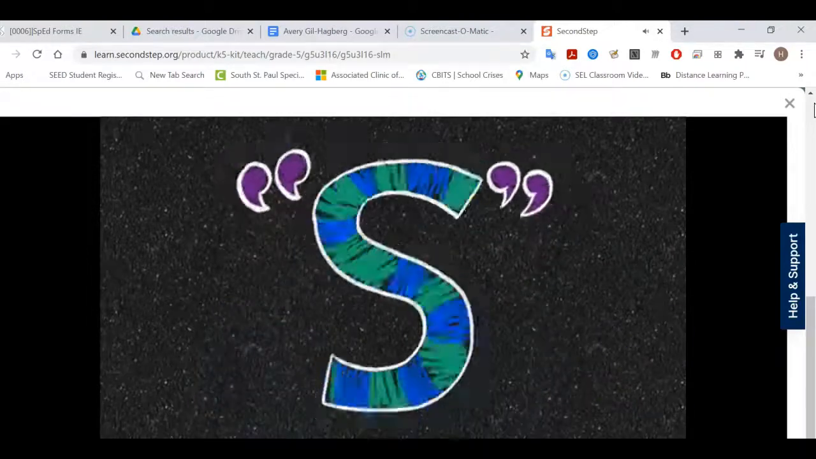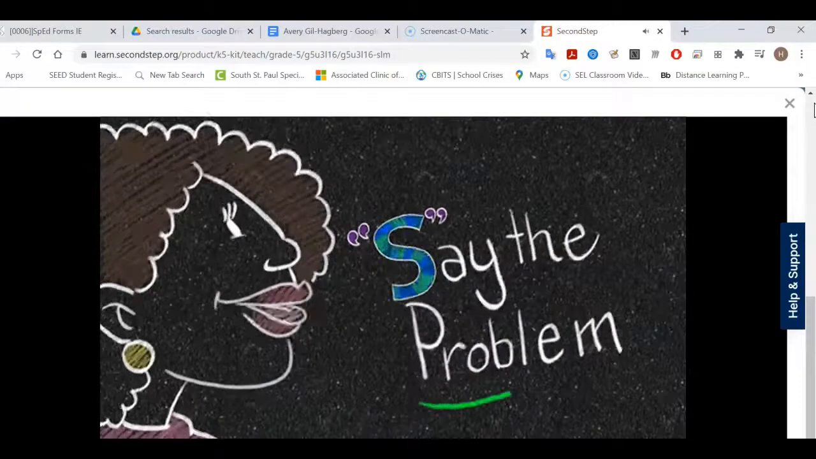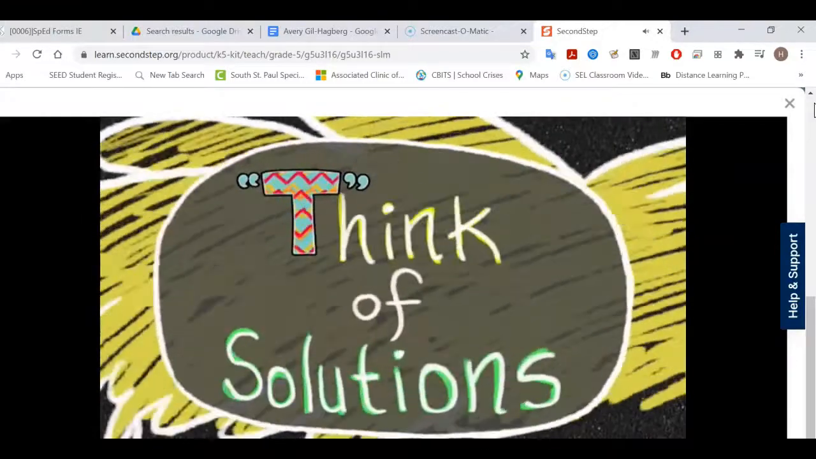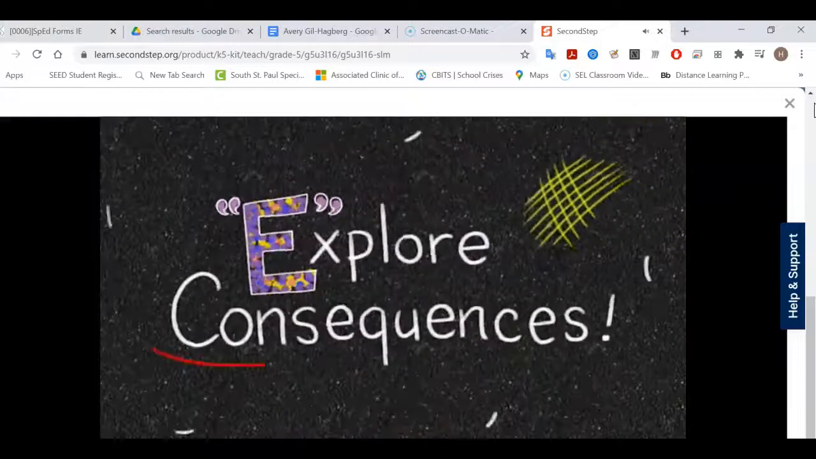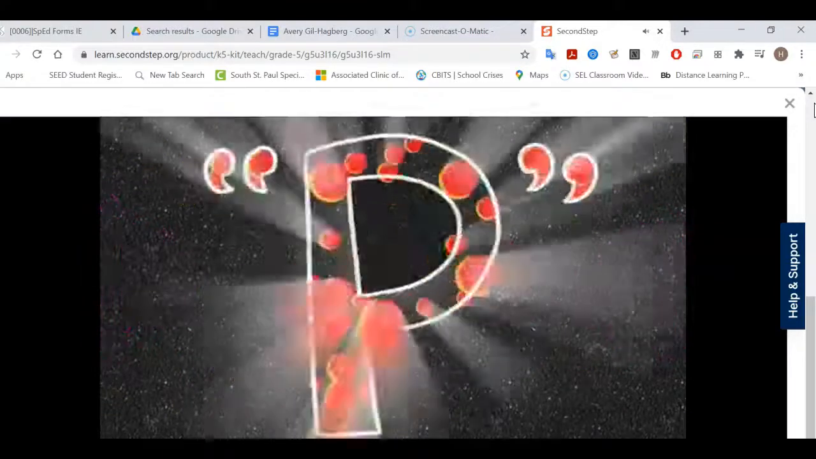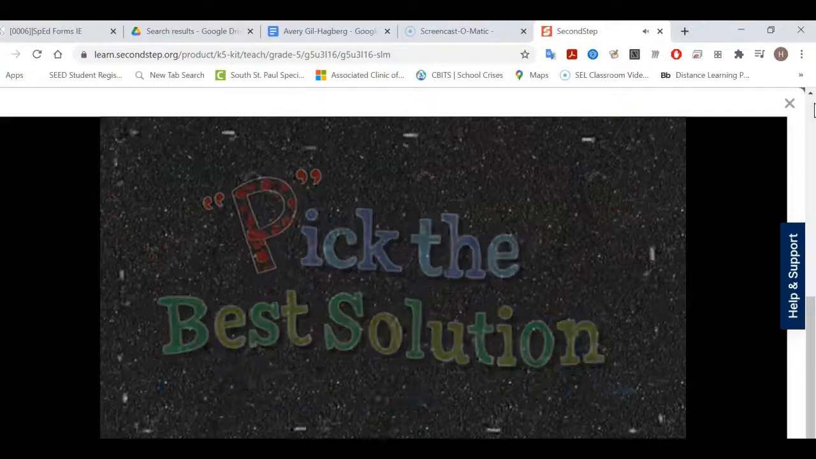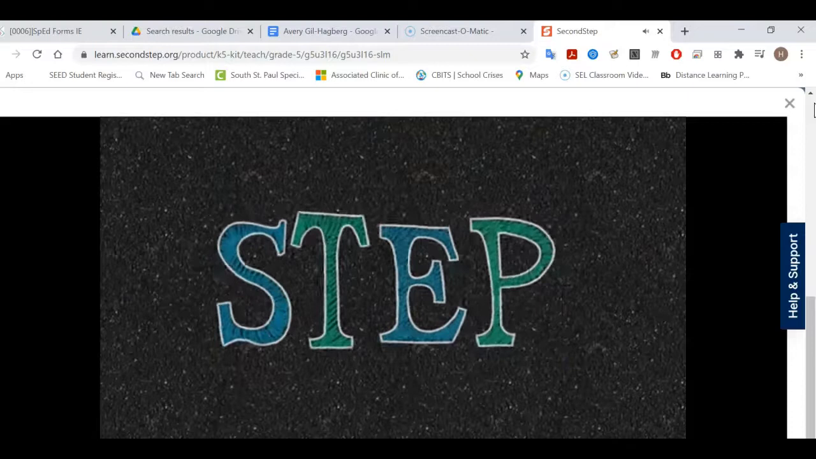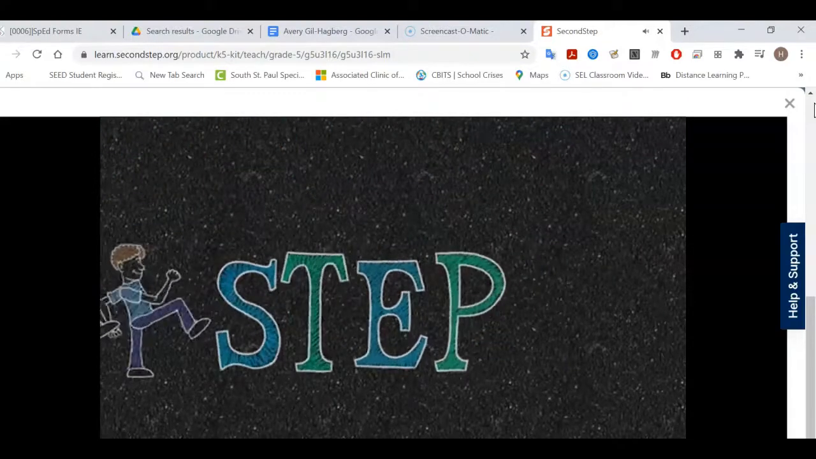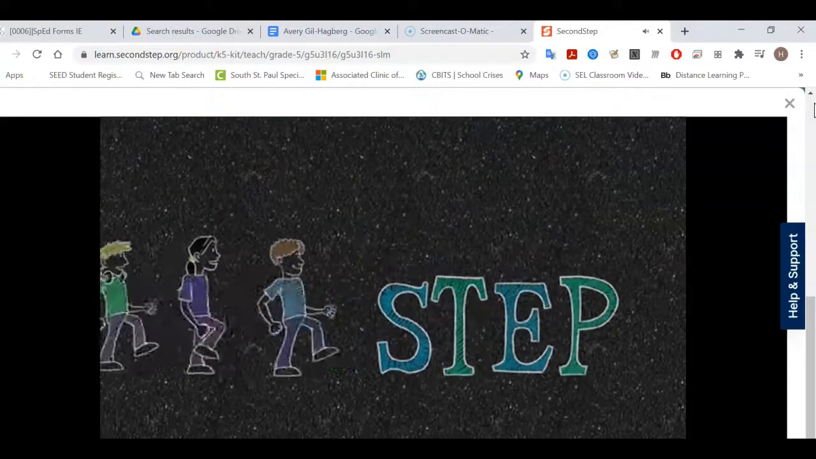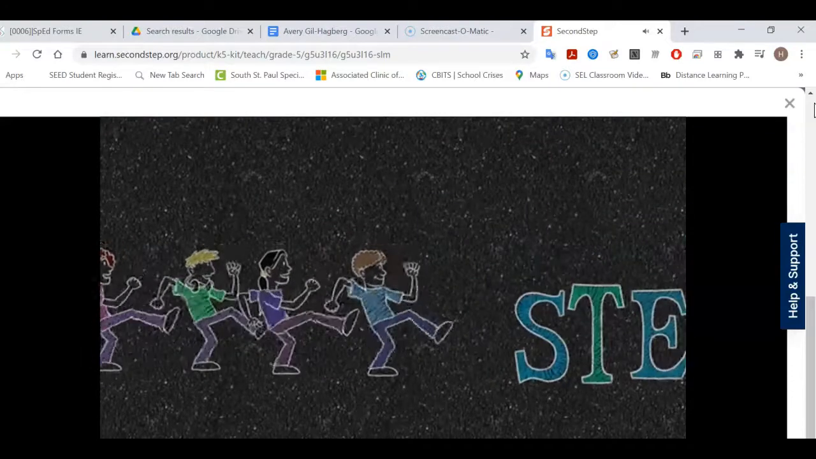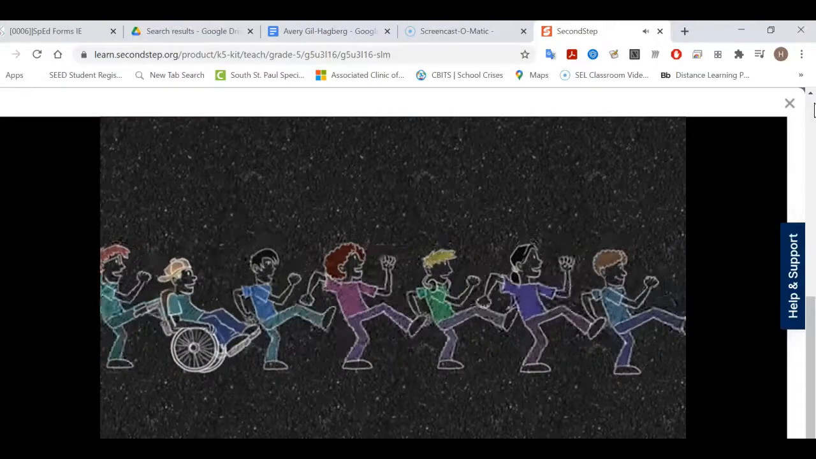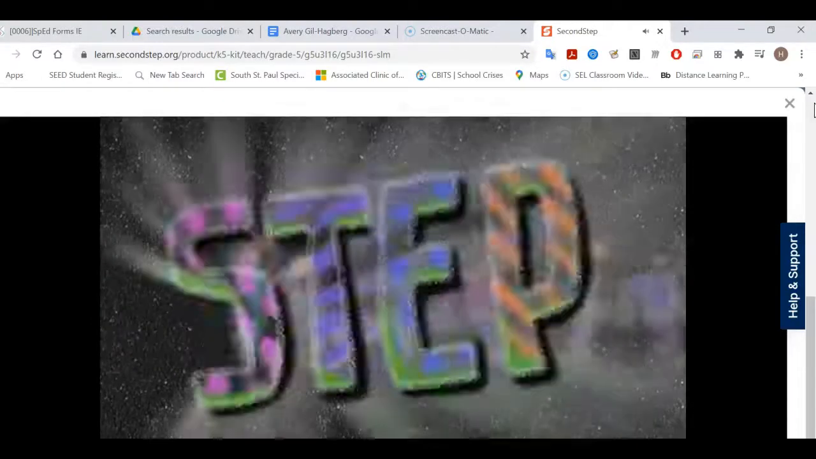Solve the problem now. You say the problem out loud now. Now think solutions that may work and how. Explore consequences, what would happen if. Now pick the best solution and make your plan, yeah. You got to stay. I just remember to stay. Oh, child, say you wanna stay. You gotta stay, you gotta stay. Oh, yeah, stay.